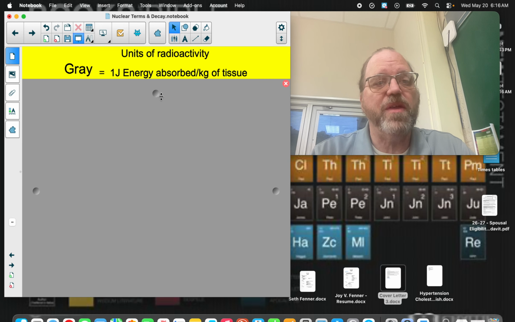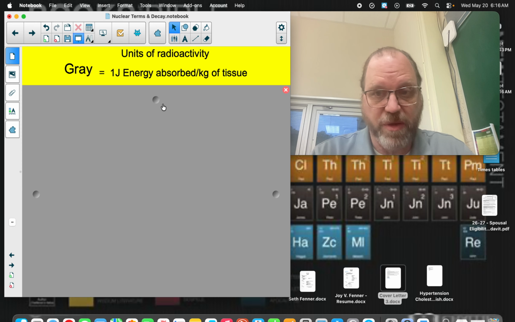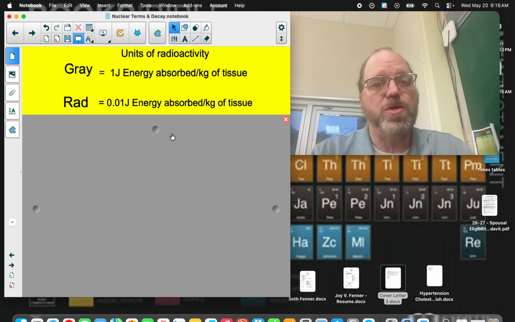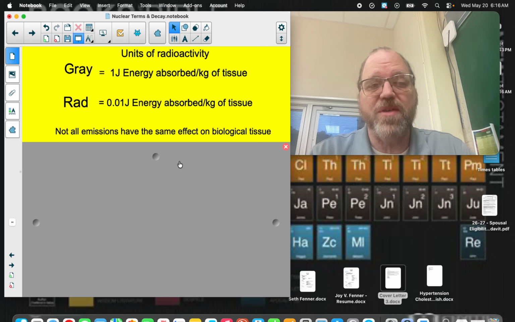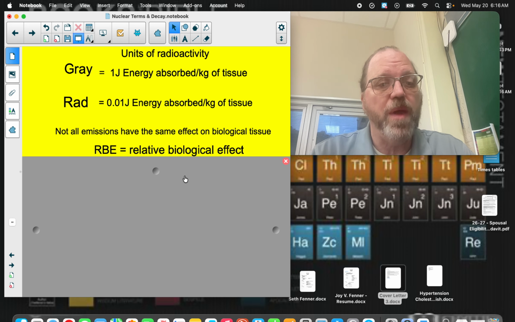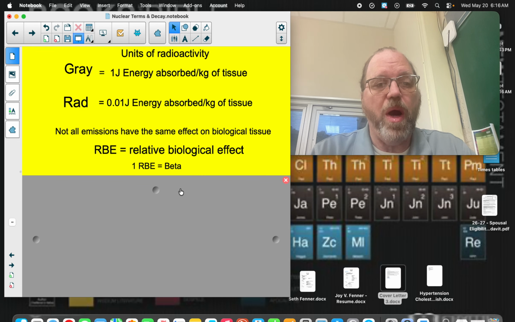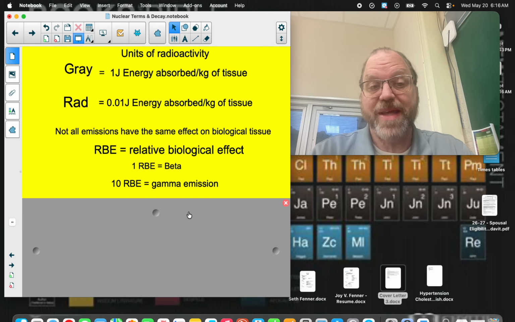Now, when it comes to radioactivity, one of the first units was something called a gray. A gray is a joule of energy absorbed per kilogram of tissue, because it has to do with how it affects tissue. And then a rad is 0.01 joules of energy absorbed per kilogram of tissue. Not all emissions have the same effect on biological tissues because some have more energy. So we come up with something called an RBE, a relative biological effect. 1 RBE is equivalent to a beta emission, where 10 RBEs is a gamma emission. Gamma is much more radioactive and effective in that way.